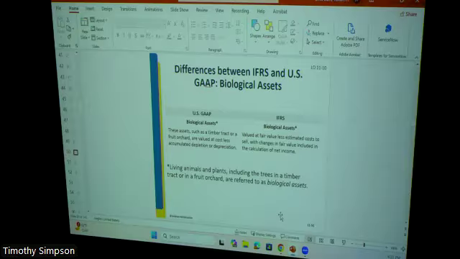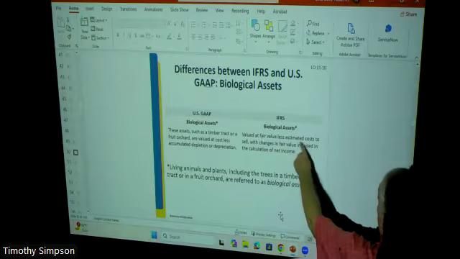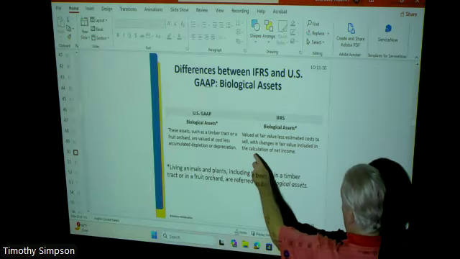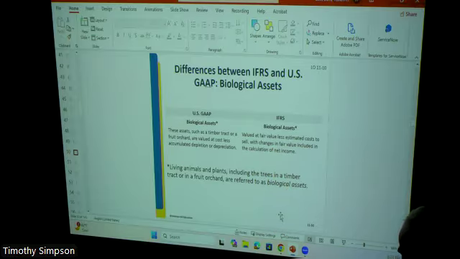So on the GAAP side, if you've got assets such as a timber tract, it's cost minus accumulated depreciation or depletion, whatever the case might be. Here on the international standards, it's fair value less the estimated cost to sell. So it's a little bit different. The changes in fair value are included in the calculation of net income. So any kind of change in those fair value estimates can alter net income.